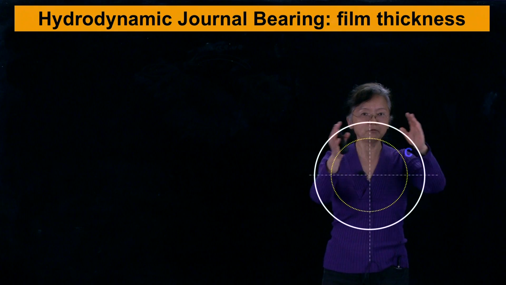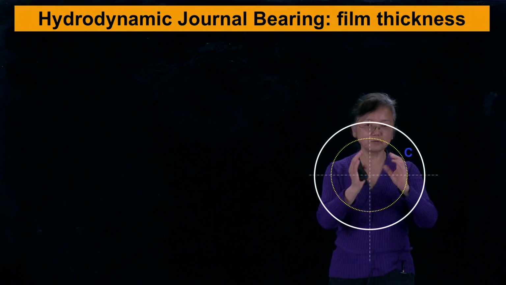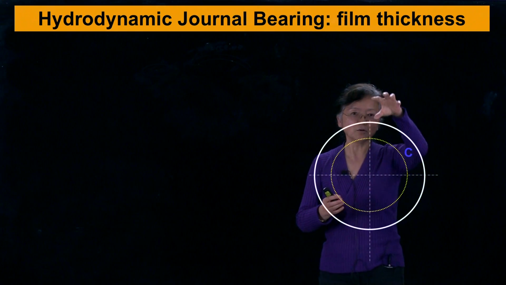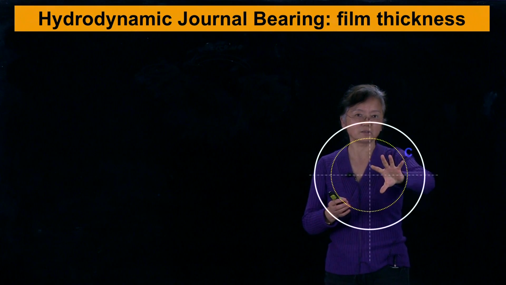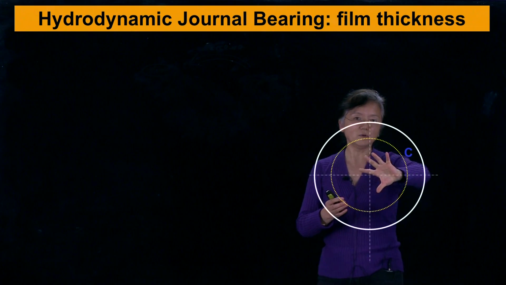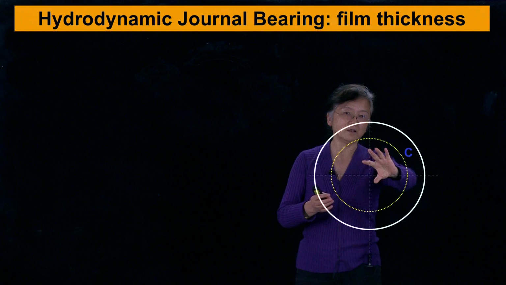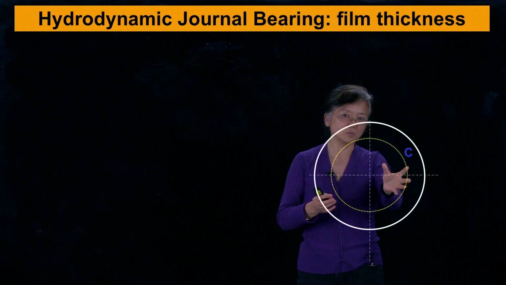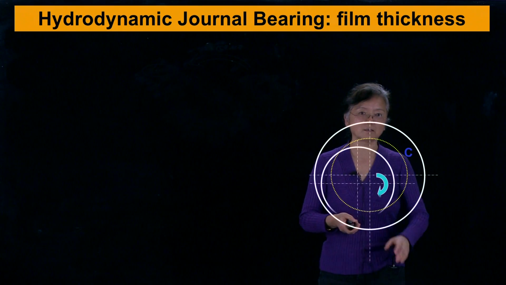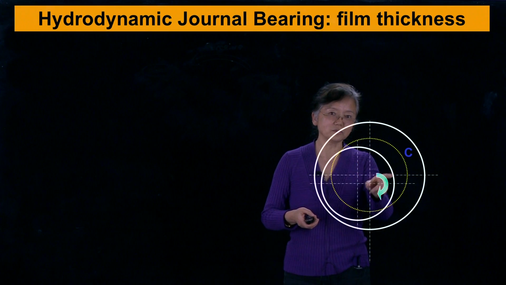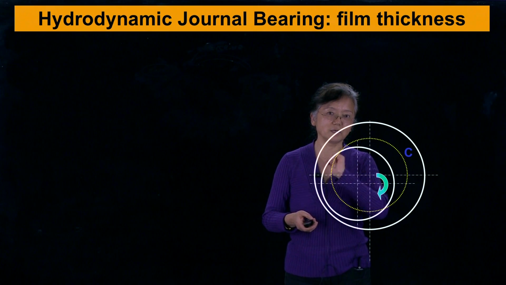So once I have fluid in between, I let fluid go. And then load is applied, and the journal center is going to sink like this. And then the motion is given, and then the journal center is going to be displaced like this. So finally, the journal surface settled at this location.